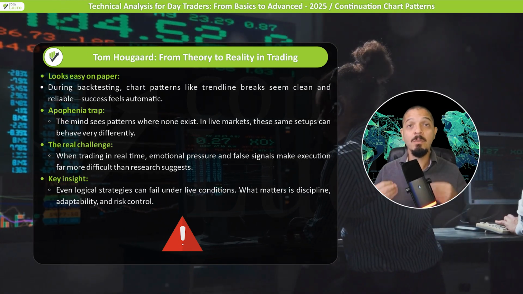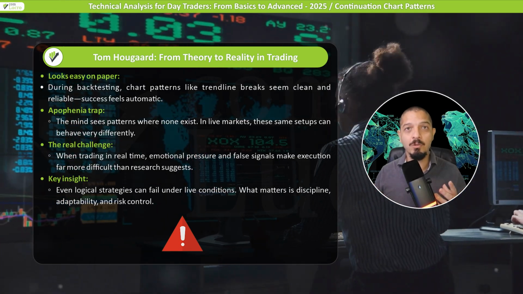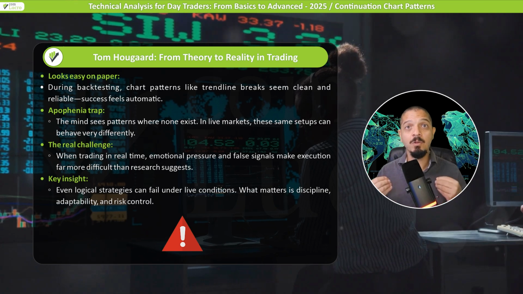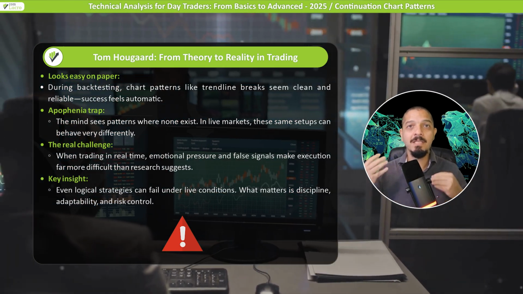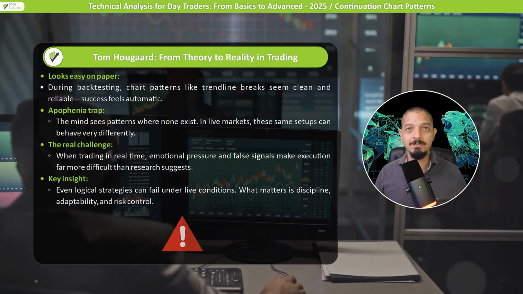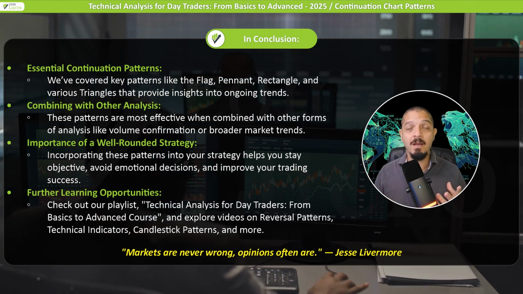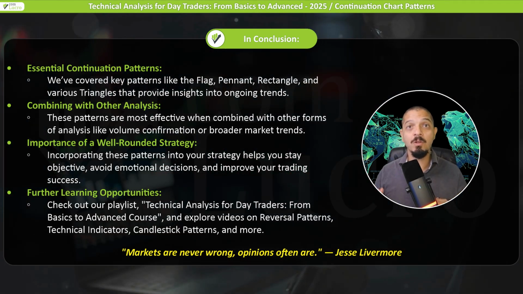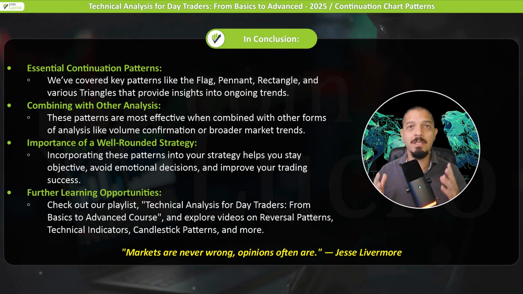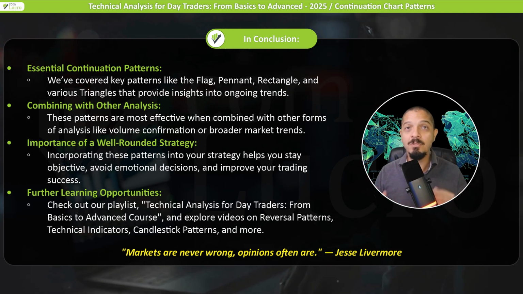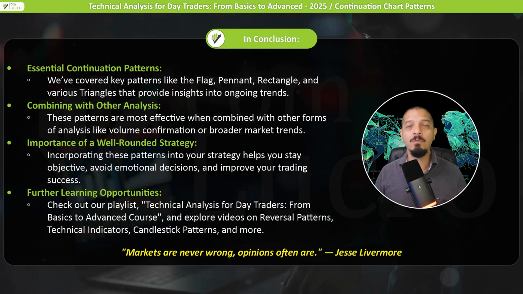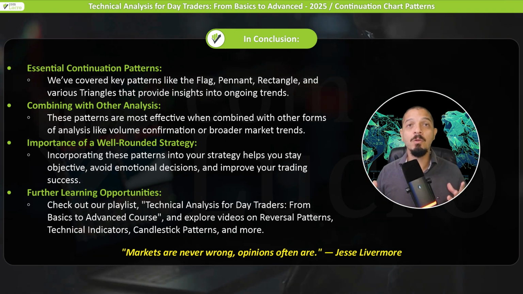His message is a strong reminder. No matter how clear a chart pattern looks during analysis, real-time trading requires emotional discipline, adaptability, and awareness of execution challenges. It's important to remember that these patterns are most effective when combined with other forms of analysis, such as volume confirmation or a broader look at market trends. Incorporating them into a well-rounded strategy will help you stay objective, avoid emotional decision-making, and boost your overall trading success.